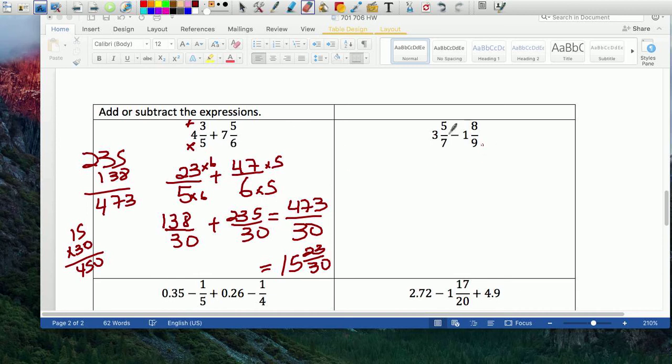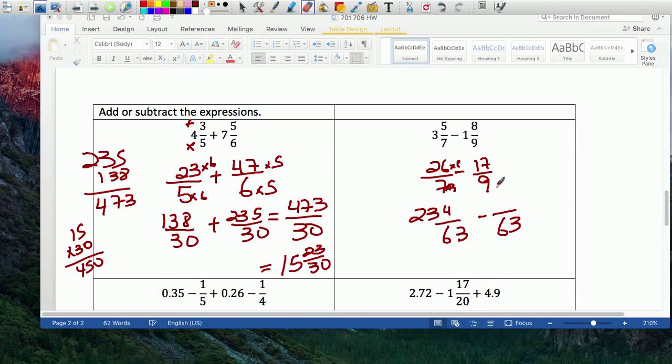So this one, I think we did it in class. We're subtracting. So again, I'll do it. 7 times 3 is 21, plus 5 is 26 over 7. 9 times 1 is 9, plus 8, 17 over 9. Change them, right? Now I can find the common denominator, which is 63. Times 9, and then times 9 on the top. And 26 times 9 is going to be 234.